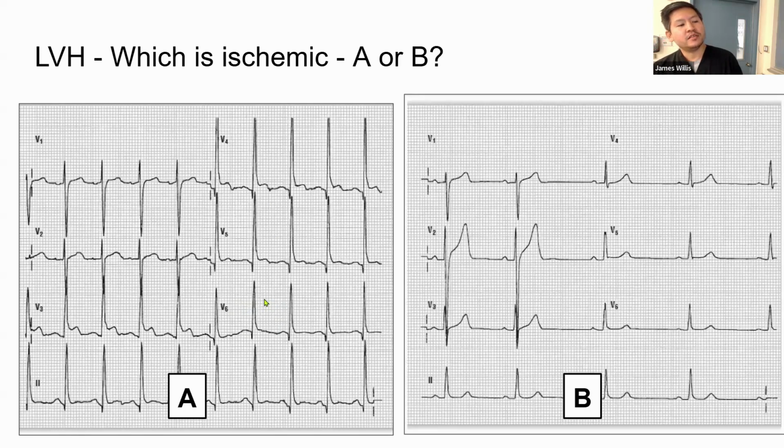What about this one? A, yeah. What's bad about A? Yeah, concordant elevations. Don't think too hard. So there are tall R waves going in the same direction. So V3, V4, and V5 is probably a kind of bad anterior MI.